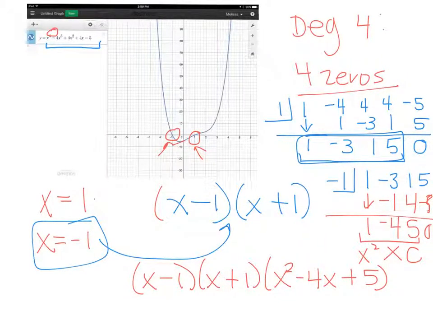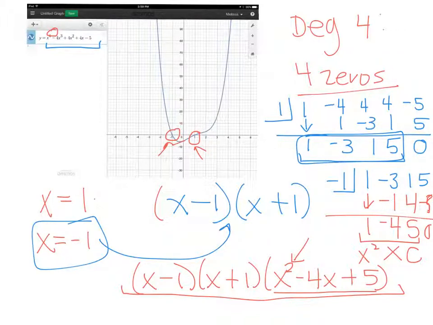Now, I realize that this is one of your choices in the multiple choice question. However, the question is asking us to write the function as a product of its linear factors. And that means that this quadratic, or degree 2 polynomial, has to be rewritten as a product of linear factors. Well, if you think about this, this right here is not factorable. And so in order to write it in factored form, we have to find its solutions.